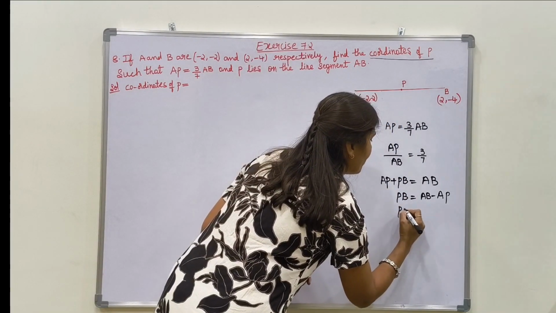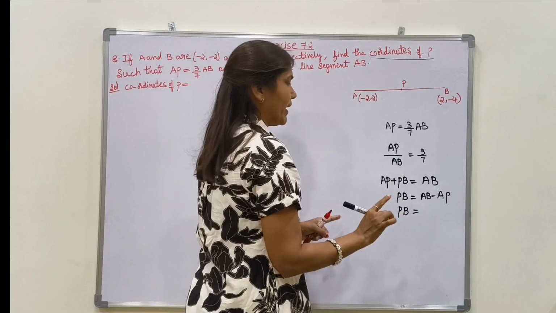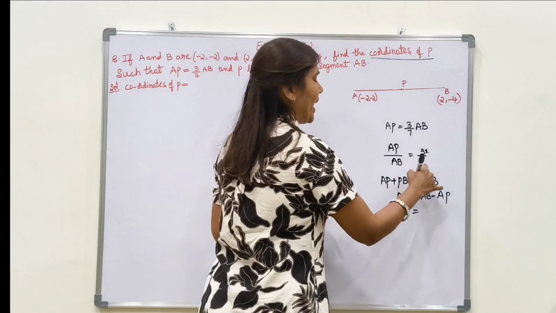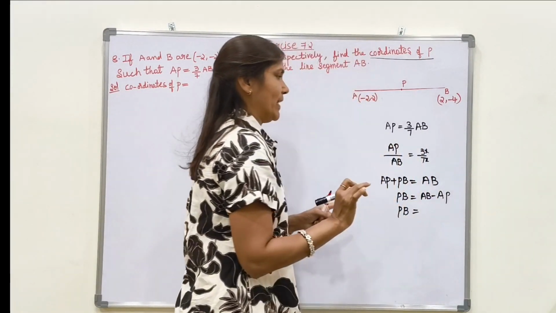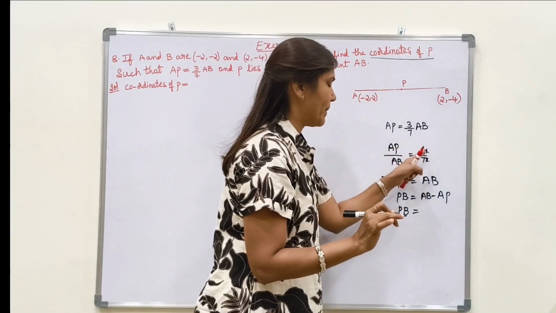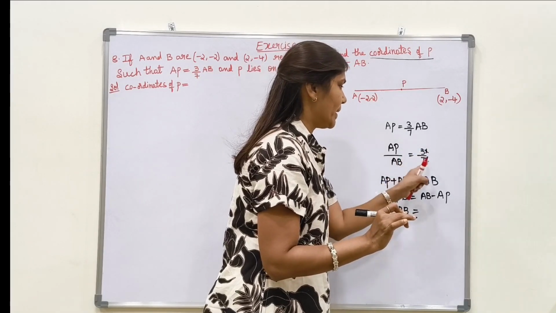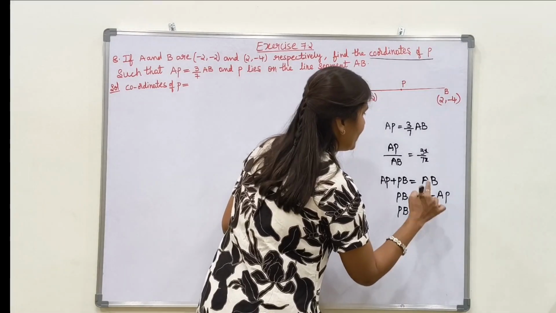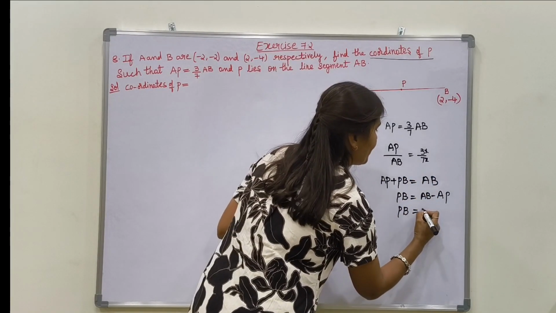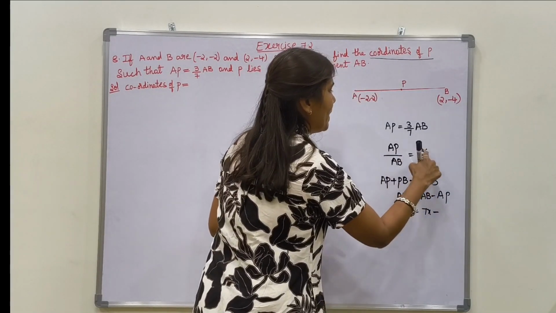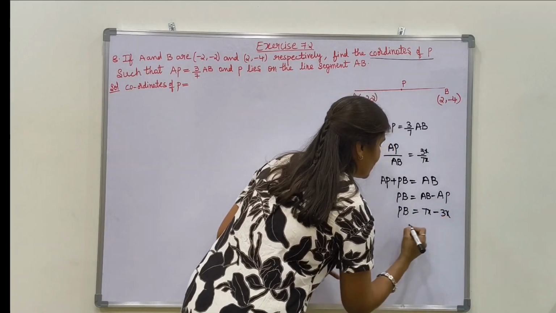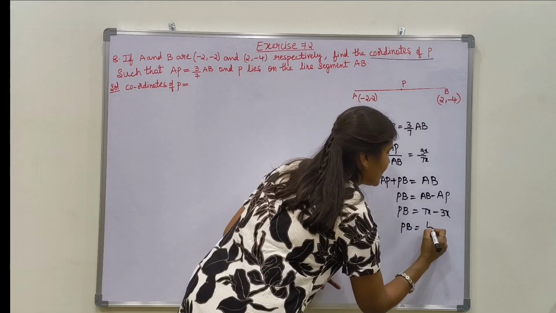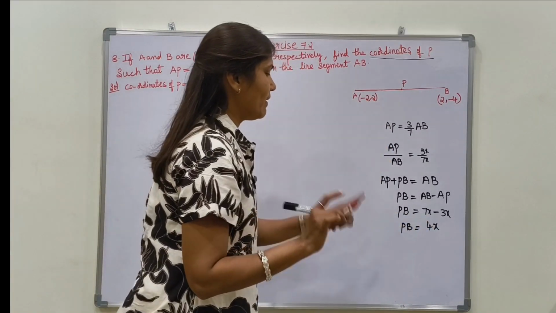Now let AP be equal to 3x and AB be equal to 7x. You have to think like this in maths. AP is equal to 3x, AB is equal to 7x. So PB is equal to AB, which is 7x, minus AP, which is 3x. So PB is equal to 7x minus 3x. What is the answer? 4x. So PB is 4x.